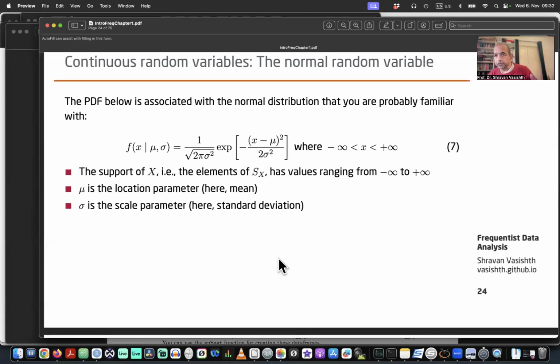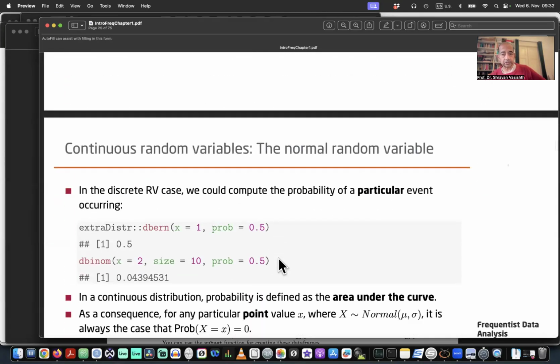So this normal distribution is an example of a probability density function for the normal random variable. It's a very important distribution because it's often the basis for almost all the statistical modeling that we will do in at least this first part of this course.